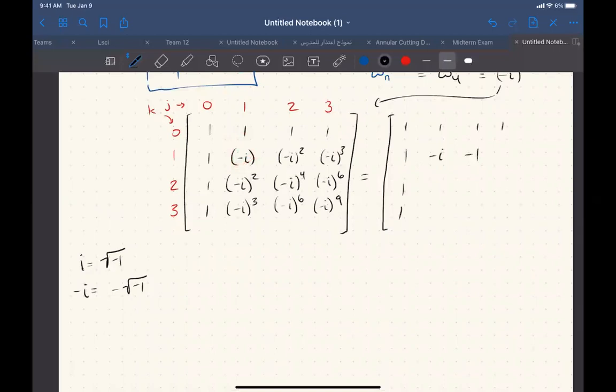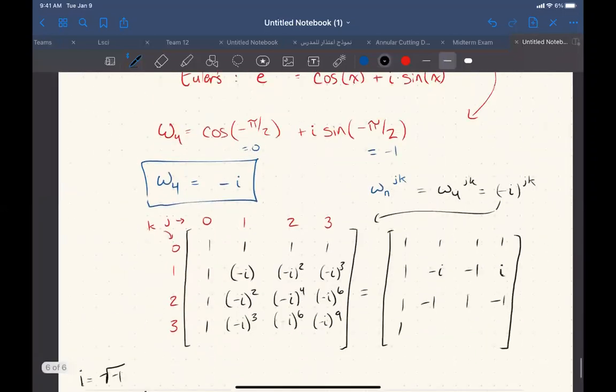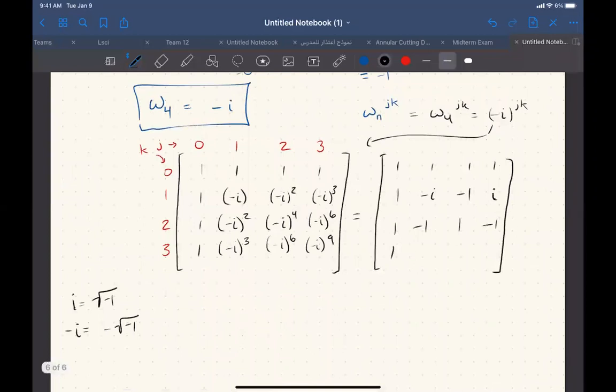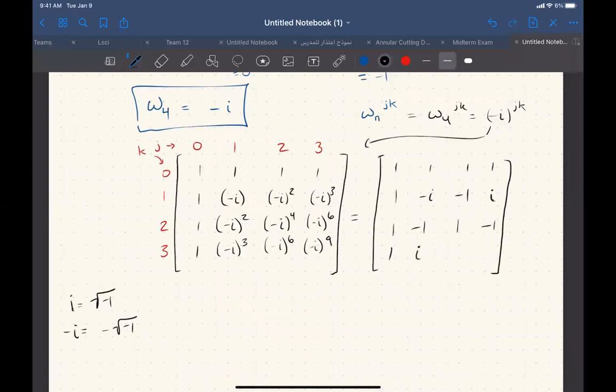Then we have negative i to the 3rd gives us i. Negative i squared, again, gives us negative 1. Negative i to the 4th gives us 1. Negative i to the 6th gives us negative 1. Negative i to the 3rd gives us i. Negative i to the 6th gives us negative 1. And negative i to the 9th gives us negative i.